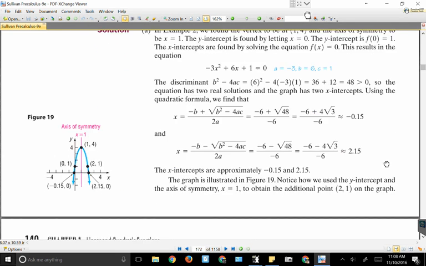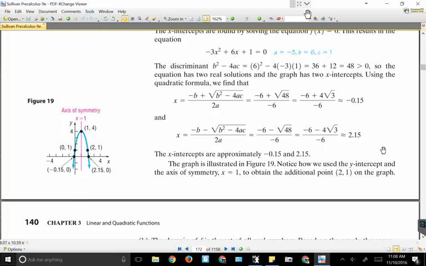Handy little things to have. By going through and knowing what these things are, it gives us a ballpark idea of how to graph it. So, if I take a look at what they've got here, our point was 1, 4 before, right? We've got our axis of symmetry at 1. We knew that the y-intercept was here. Well, that's 1 unit away, so I know that 2, 1 is also going to be a point.